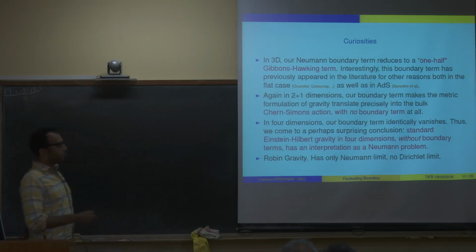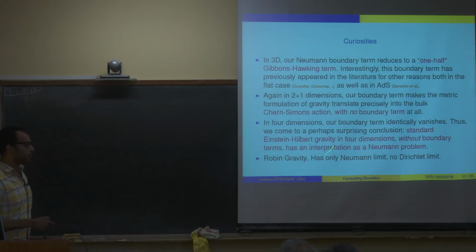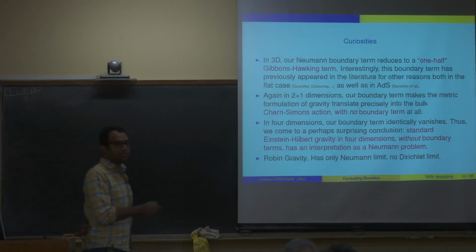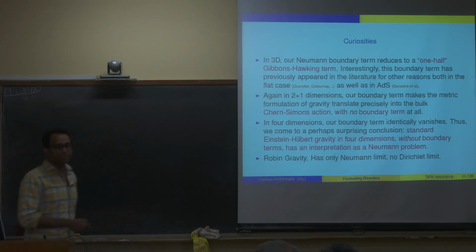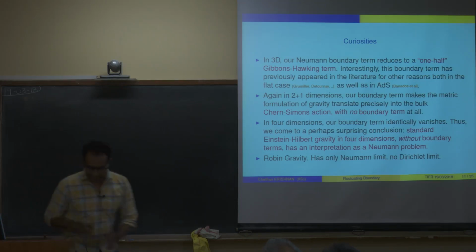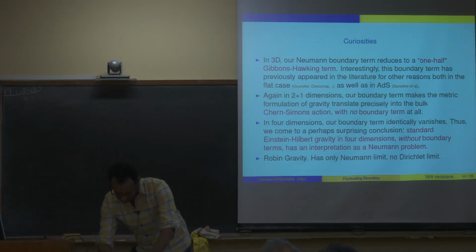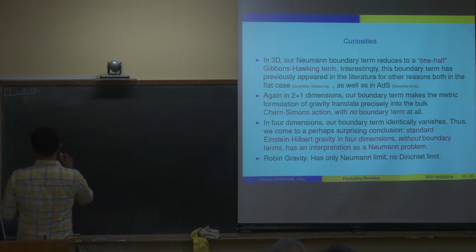So once you have a Neumann problem, you can also construct a Robin problem. You can't do that just with Dirichlet, interestingly enough. What is a Robin? So a Robin problem is, let me just write it carefully.